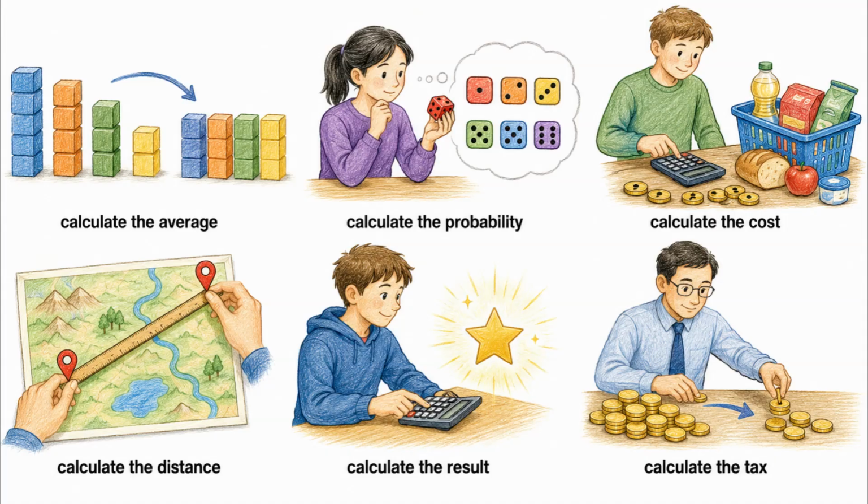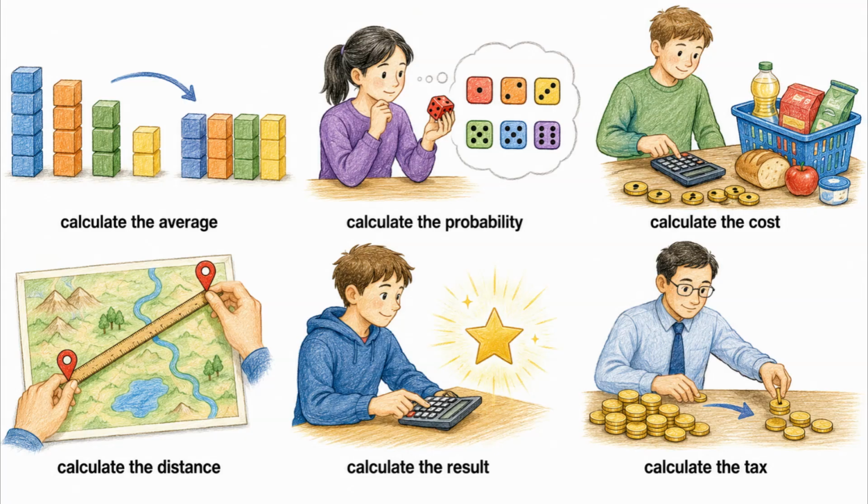Add the 5 scores and divide by 5 to calculate the average. We count the favorable outcomes to calculate the probability of rolling a 6. Multiply the price by the quantity to calculate the cost of the order.